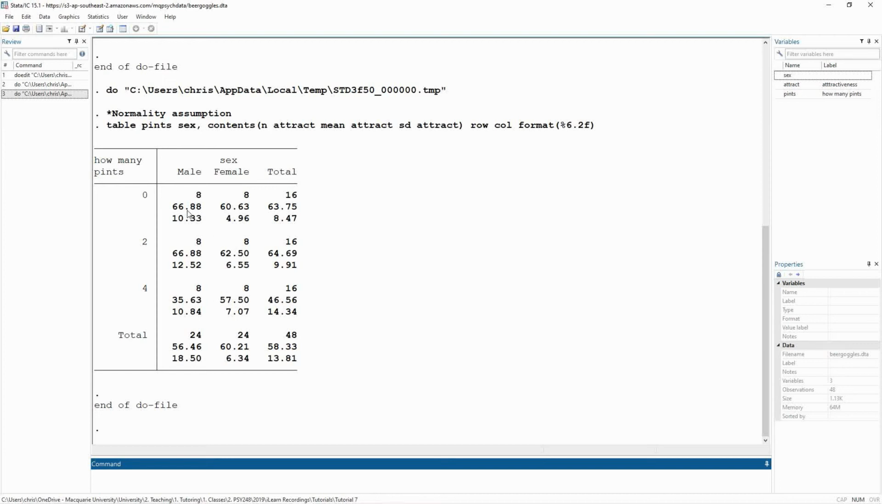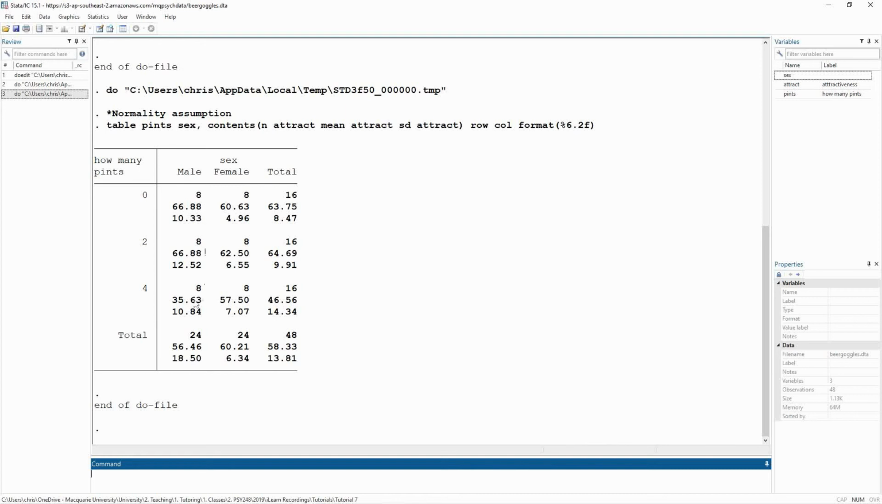The interaction will also go males at 0 to 4 compared to females at 0 to 4. Is this the same difference? And here we see for males, there's a 30-point drop or thereabouts in their attractiveness. For females, there's only a 3-point drop. So it seems like alcohol drastically affects males' ratings much more than females.